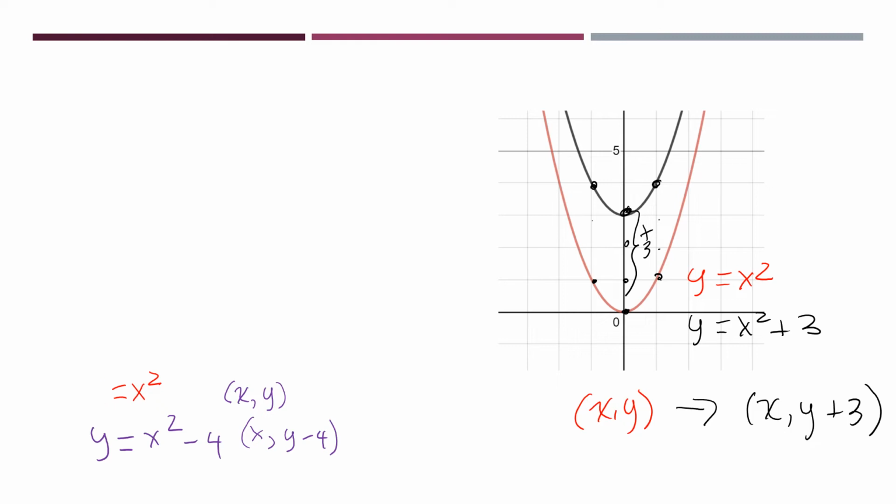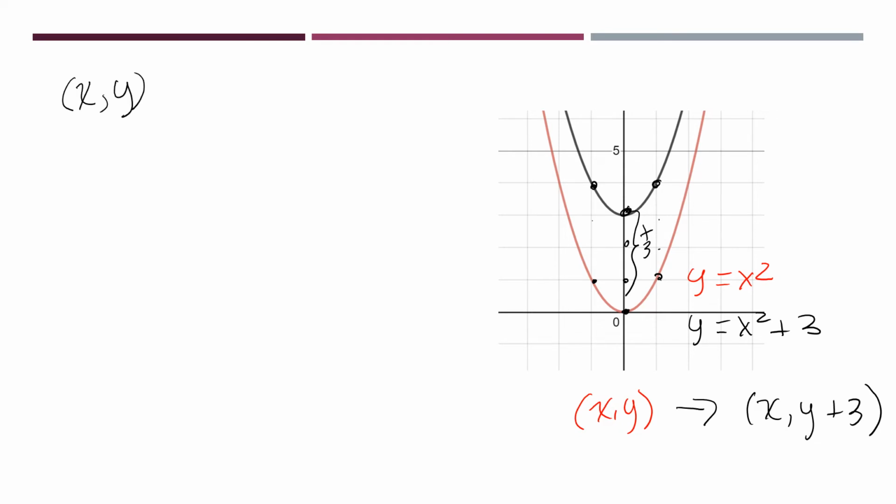So I just want to summarize really quick. In our parent function, if I have x, y, okay, and I have the equation y equals ax squared, so I'm doing something here.